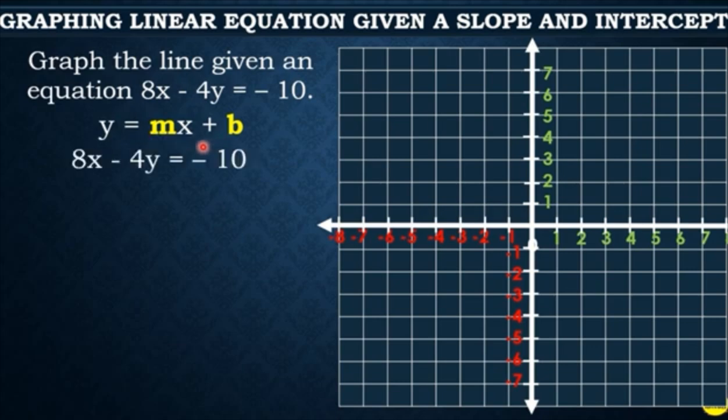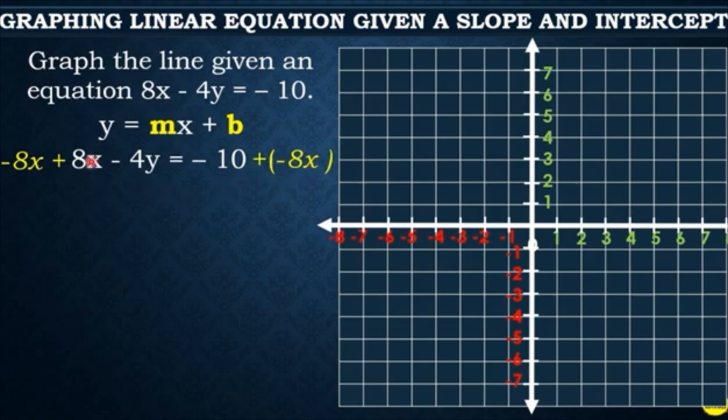Paano gagawin? Kailangan ma-eliminate natin itong 8x para maging y ang matitira dito sa left side. Paano natin ma-eliminate? Using APE or addition property of equality. Since positive ito, mag-a-add tayo ng additive inverse niya, which is negative 8x. Pag sinabing additive inverse, yung opposite sign. Positive, negative. Since addition property of equality, kung ano yung in-add mo dito, ganun din sa kabila. So, mag-a-add rin tayo ng negative 8x sa kabila.